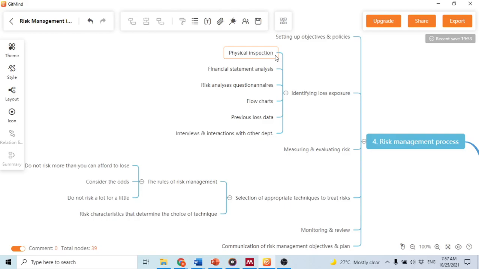For example, if there are cracks or damage. So that is all the potential losses that can happen.